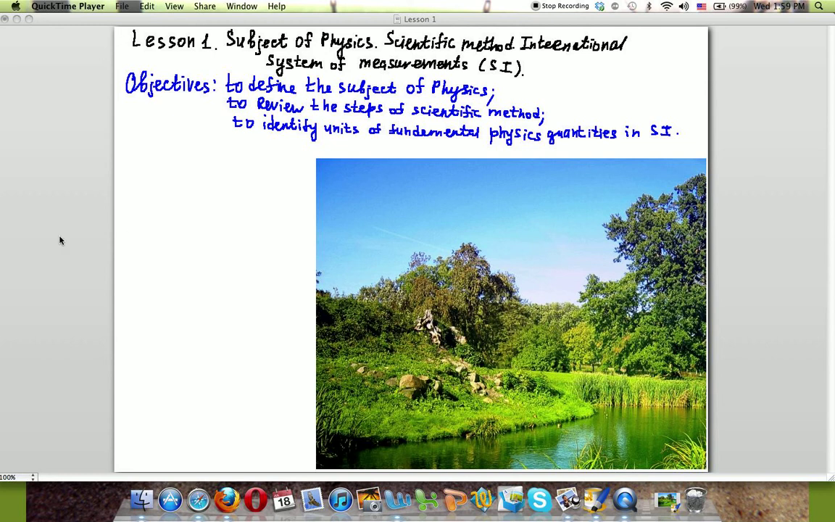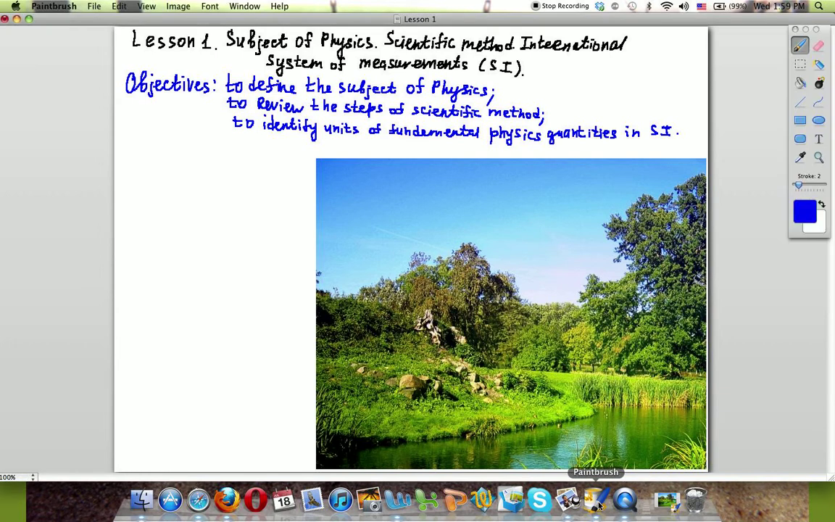Our objectives for today's class are to define the subject of physics, to review the steps of the scientific method, because I'm sure by now you took at least biology and you did study the steps of the scientific method in detail. And the last objective will be to identify units of fundamental physics quantities in the International System of Measurements.